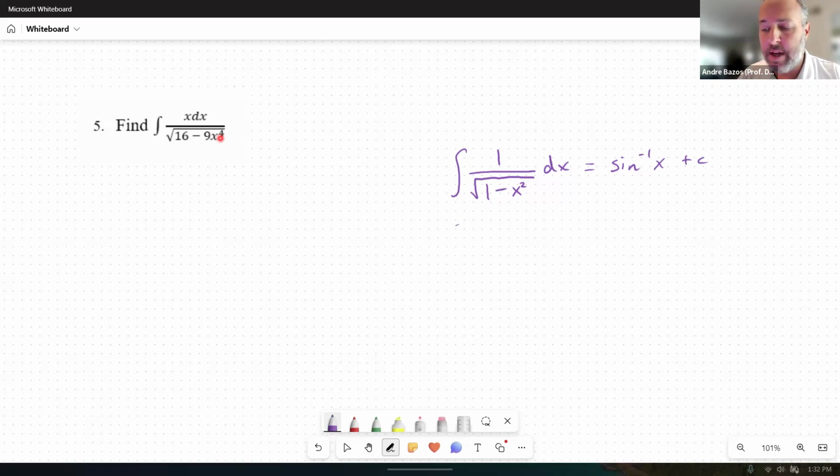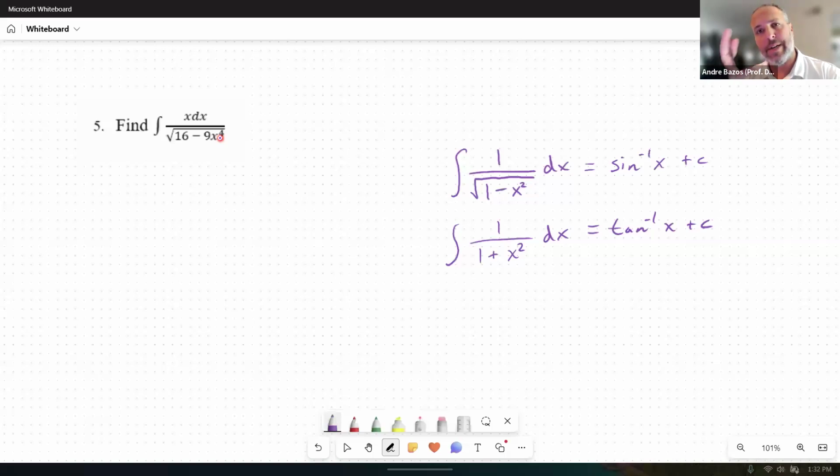That's one we need to have memorized. Another one we need to have memorized is tangent inverse, which is 1 over 1 plus x squared dx. The x squared can go in the front or the back, doesn't matter. So that's tan inverse or arctan. I like arctan better. I just kind of go over this notation to make sure we understand.